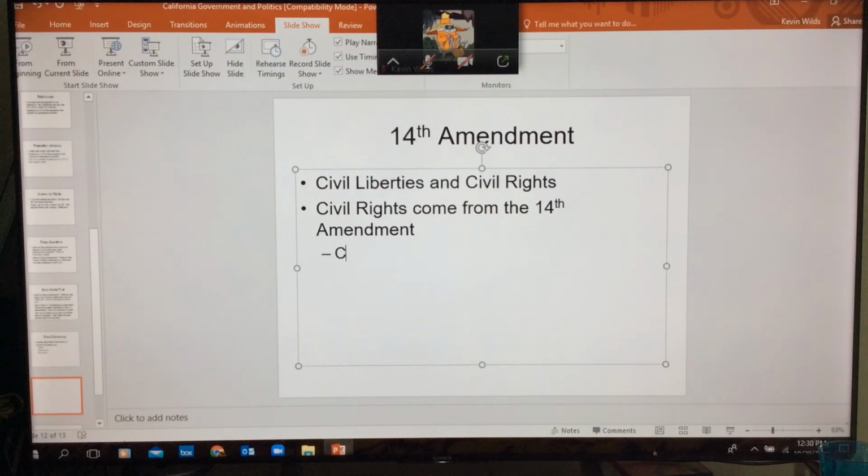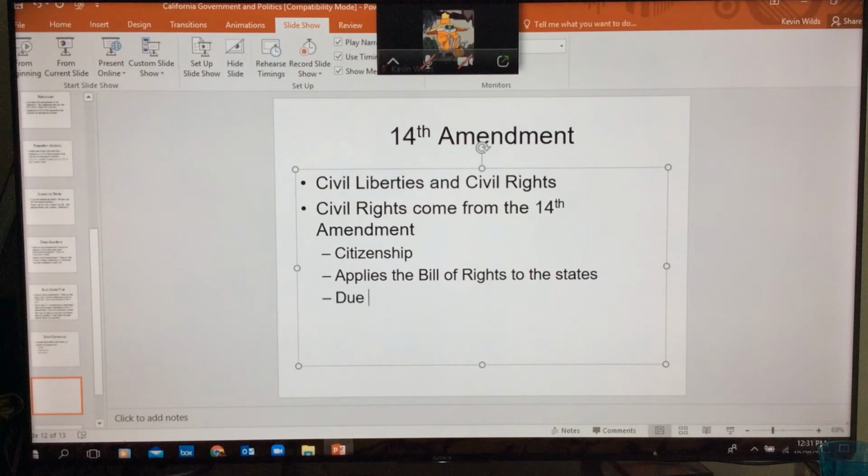So we talk about citizenship. If you're born or naturalized in the United States, you are a citizen. So you need to talk about that and explain why that is important, especially because this comes about after the Civil War. It gives former slaves citizenship. So citizenship. Second, it applies the Bill of Rights to states. So remember in that video I said before the 14th Amendment, states could limit your free speech rights. Now they can't because the 14th Amendment applies the Bill of Rights to the states.